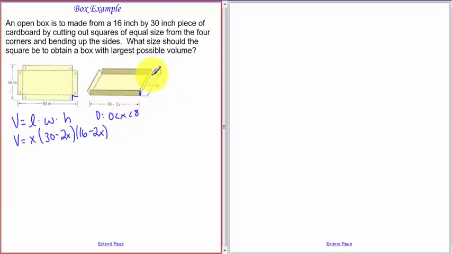Because if I cut more than 8 inches, I couldn't cut 9 inches from one side and 9 inches from the other side because I only have 16 inches that I'm able to cut, and I need to cut equal lengths from both sides. Okay, foiling that out. I'm not going to bore you guys with FOIL because that's an Algebra 1 skill.